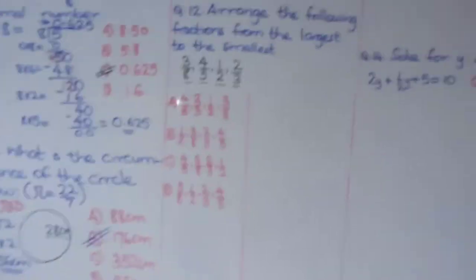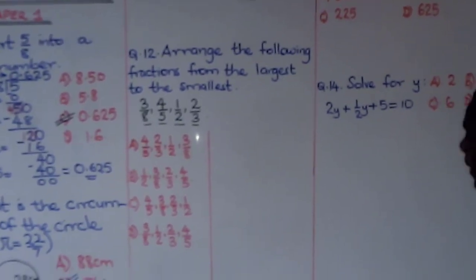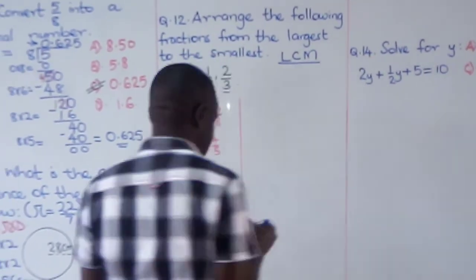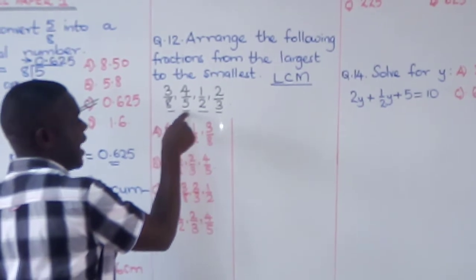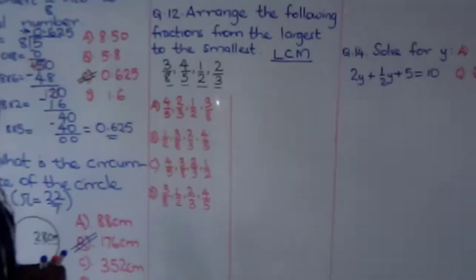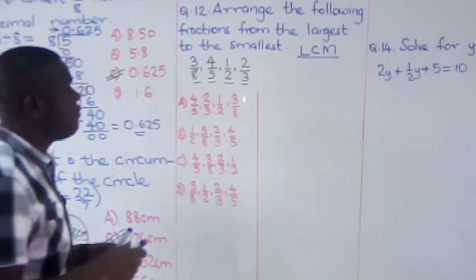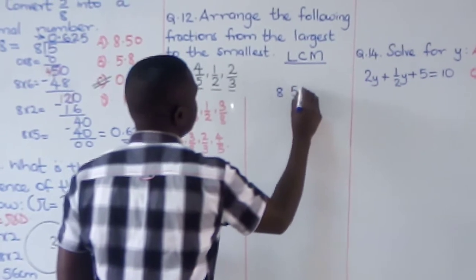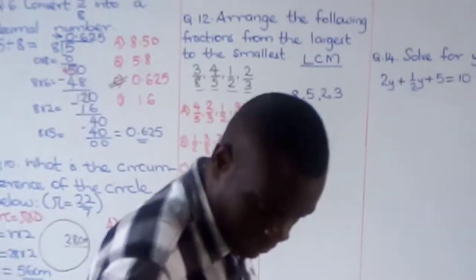Let's come to question number 12. Arrange the following fractions from the largest to the smallest. We are going to use the LCM method. And so we find the LCM of the numbers 8, 5, 2, and 3. And what is their name? Learner, their name is the denominator. So you find the LCM of the denominators, which are 8, 5, 2, and 3. We are finding their LCM.